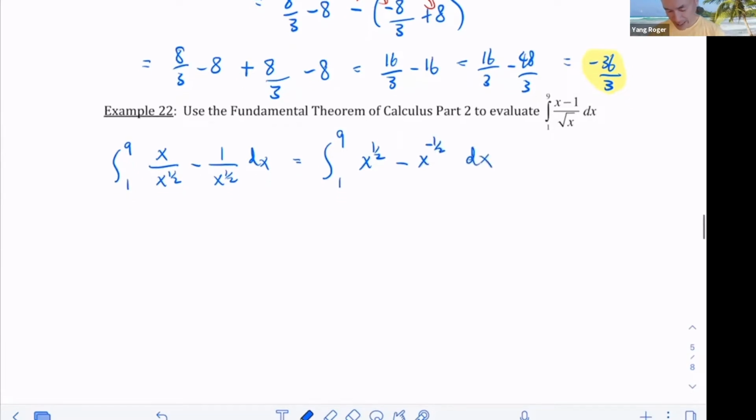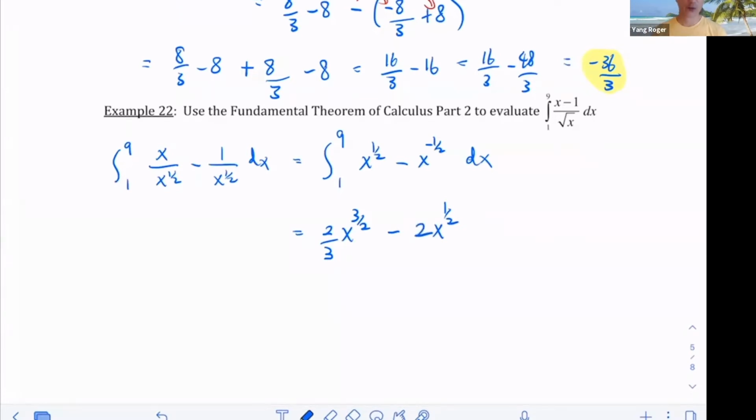Now we have to find the antiderivatives and plug in the numbers. The antiderivative of x to the 1/2 is x to the 3/2, right? You add 1 to the exponent, and then you divide by what you just wrote. Dividing by 3/2 is the same thing as multiplying by 2/3. So we got this. We have to do the same thing for the second term. Negative 1/2 plus 1 is positive 1/2, so we got a 1/2 here. We have to divide by what we just wrote. Dividing by 1/2 is the same thing as multiplying by 2.